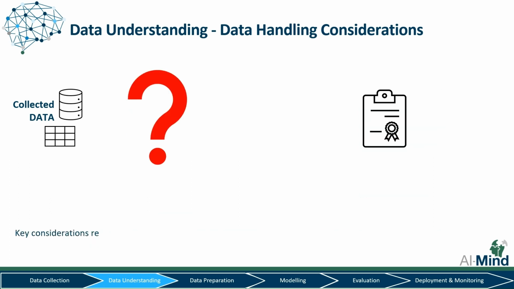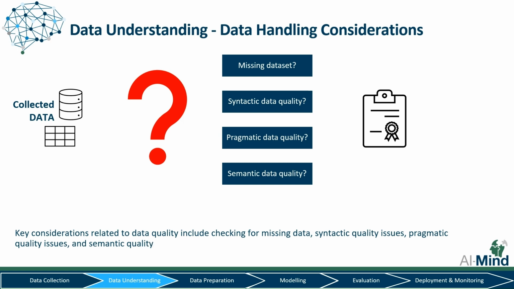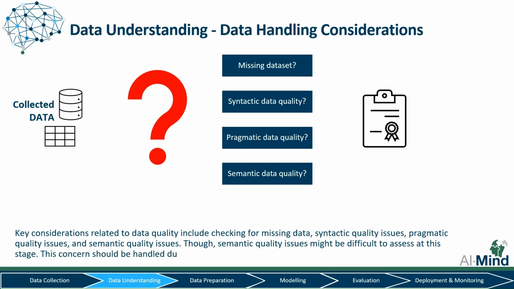Key considerations related to data quality include checking for missing data, syntactic quality issues, pragmatic quality issues, and semantic quality issues. Though semantic quality issues might be difficult to assess at this stage, this concern should be handled during data collection.